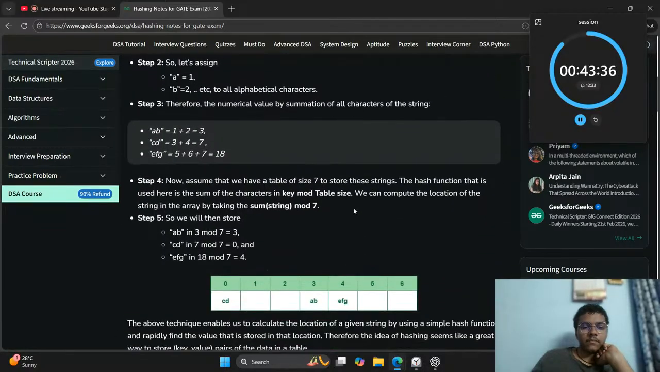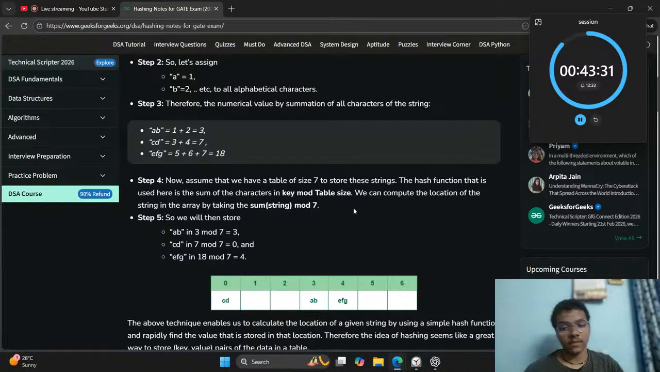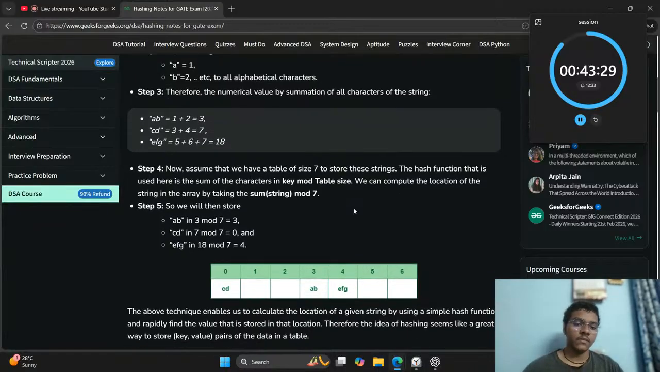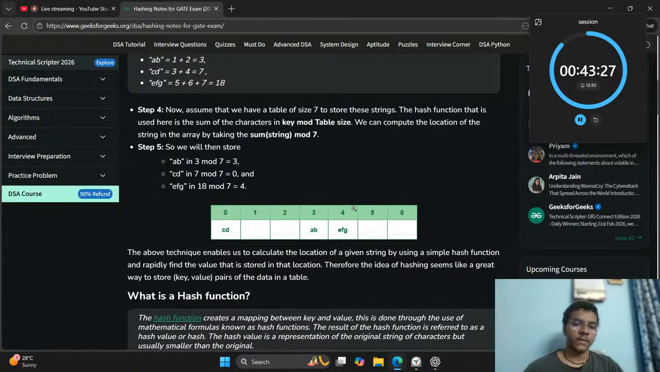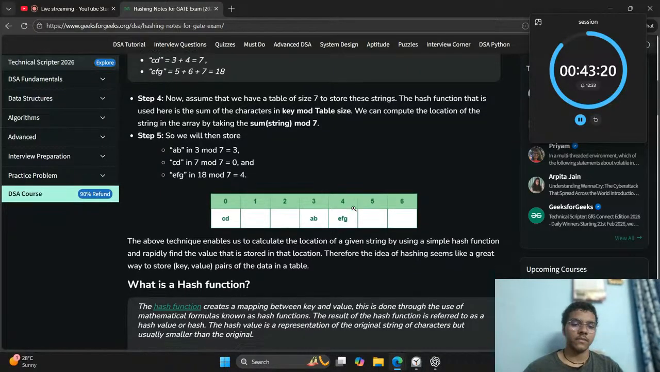Now suppose assume that we have a table of size 7 to store these strings. The hash function that is used here is the sum of characters in key mod table size. We can compute the location of the string in the array by taking sum of string mod 7.